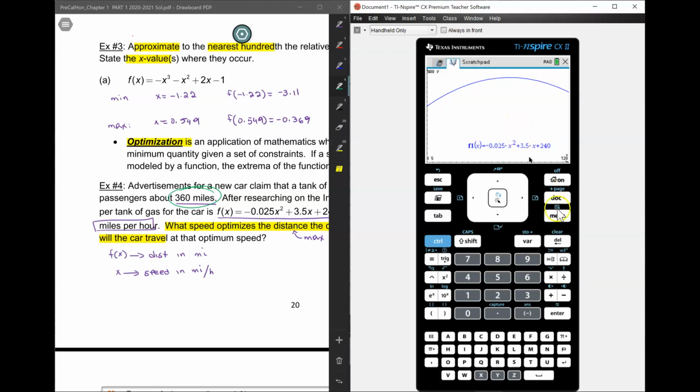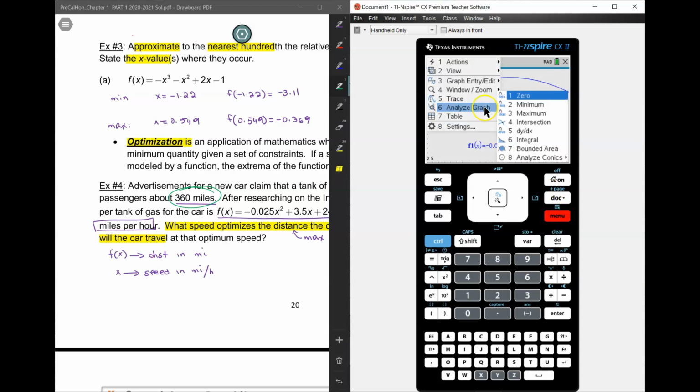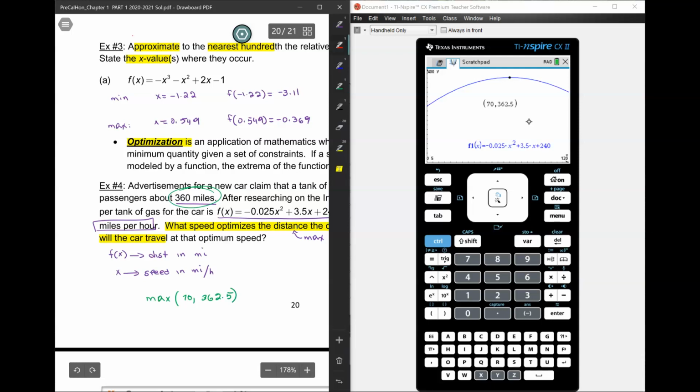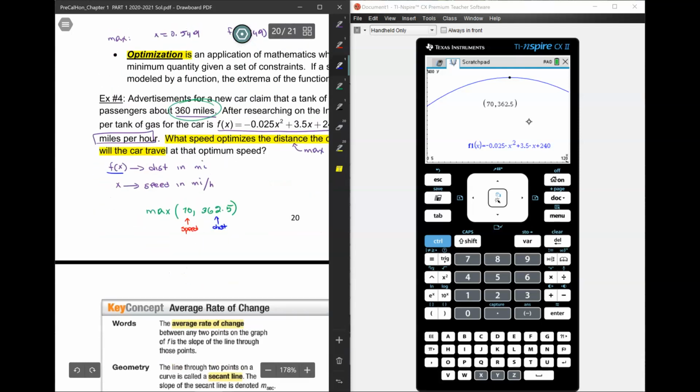All right. So I'm going to go to menu, analyze graph, find the maximum, and that happens to be right there, 70, 362.5. So the maximum is at 70, 362.5. Now, remember we had said x is the speed in miles? That's the speed. And y, f of x, is the distance that the car goes. So the optimum speed is 70 miles per hour.